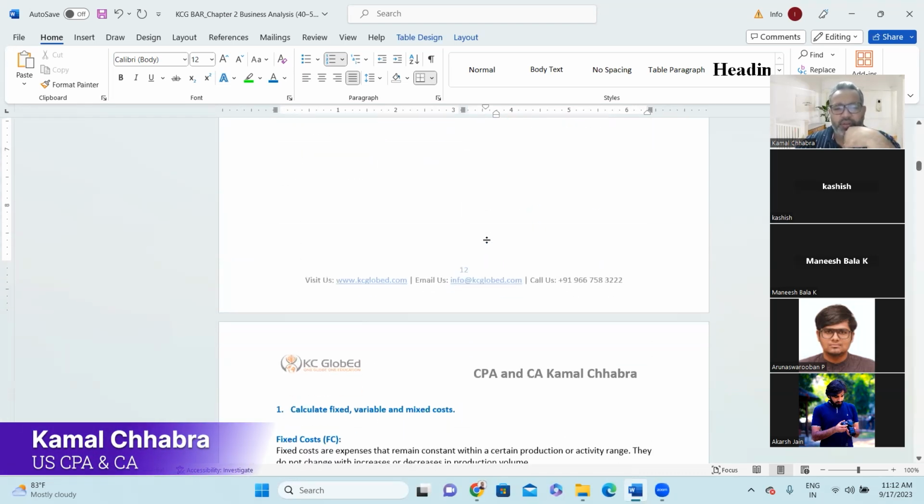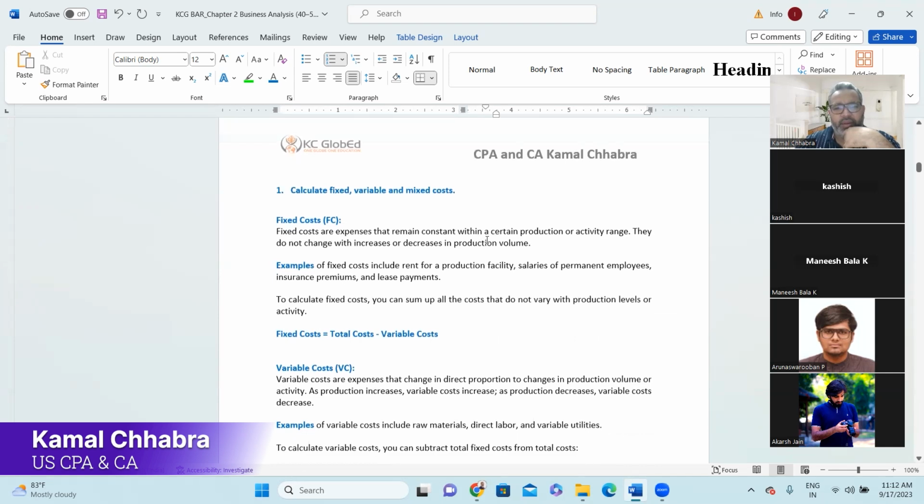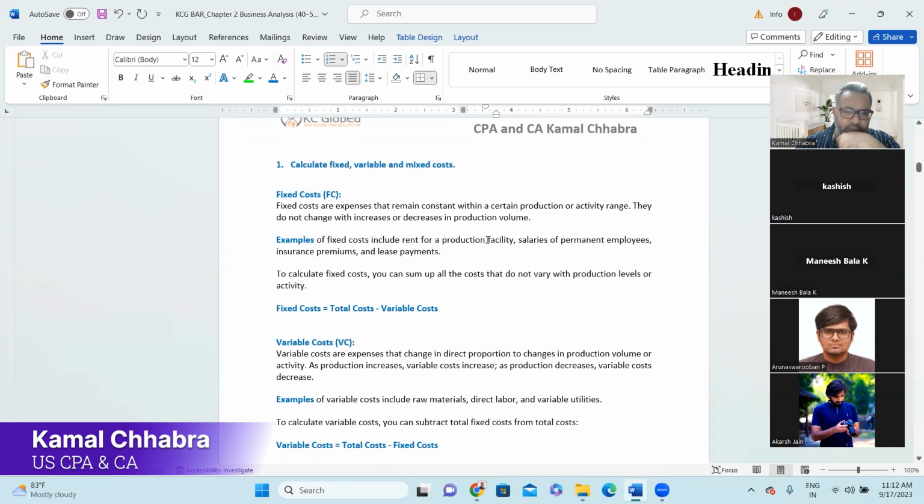So let's jump into the very first topic, calculation of the fixed cost, variable cost, and mixed cost. So fixed cost. What are the fixed costs basically? First, let's understand that. Fixed costs are expenses that remain constant within a certain production or activity range. They do not change with increase or decrease in production volume.